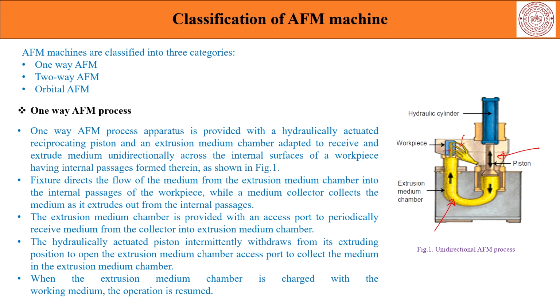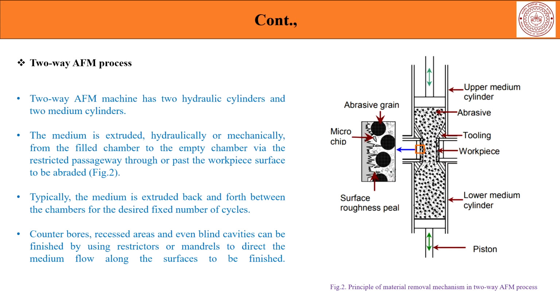The extrusion medium chamber is provided with an access port to periodically receive medium from the collector into the extrusion medium chamber, and the hydraulically actuated piston intermittently withdraws from its extruding position to open the extrusion medium chamber access port to collect the medium in the extrusion medium chamber. And when the extrusion medium chamber is charged with the working medium, the operation is again resumed. So, in that manner you have a one dimensional flow resulting in material removal.